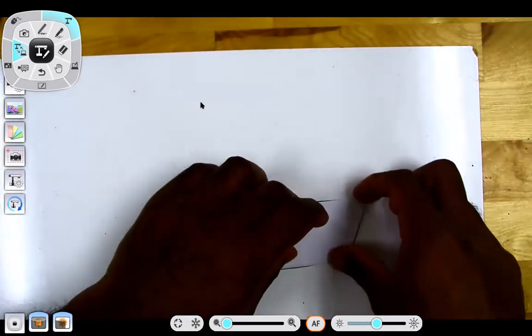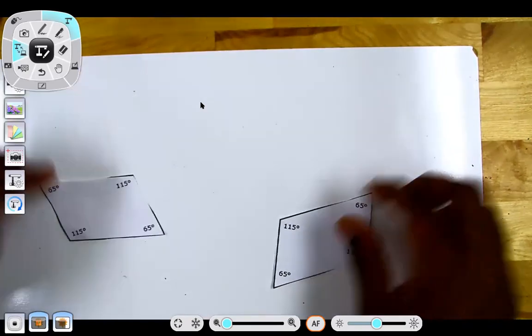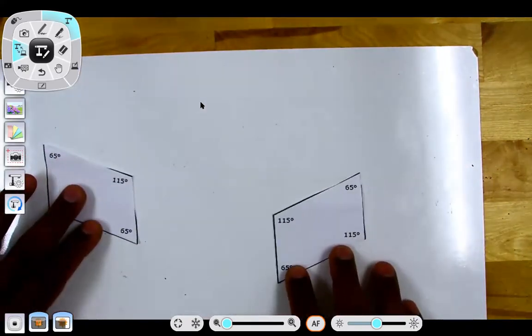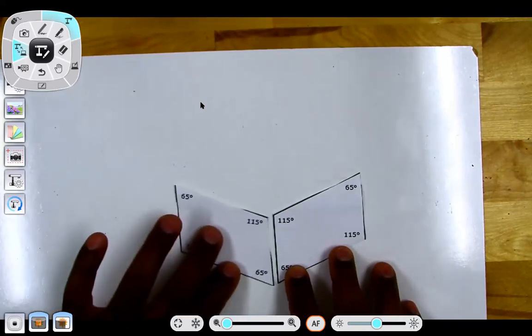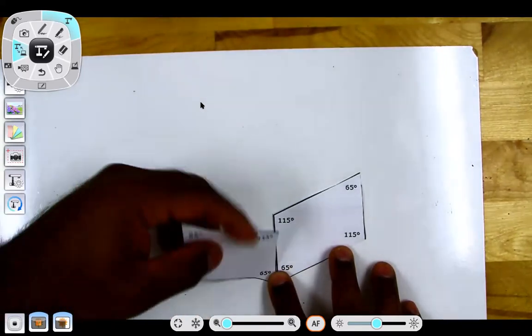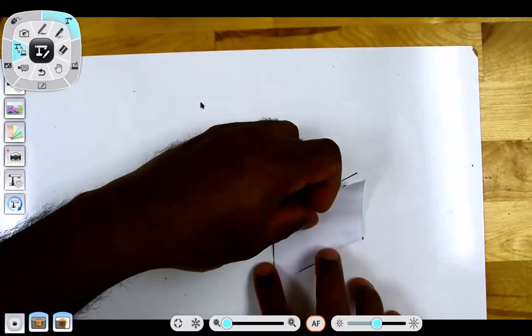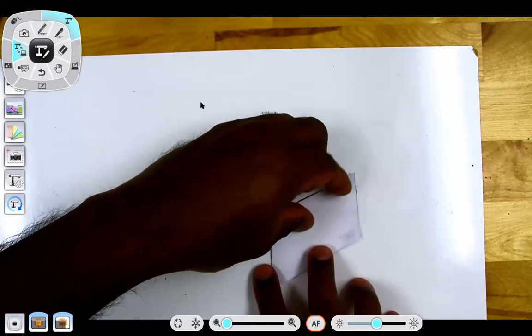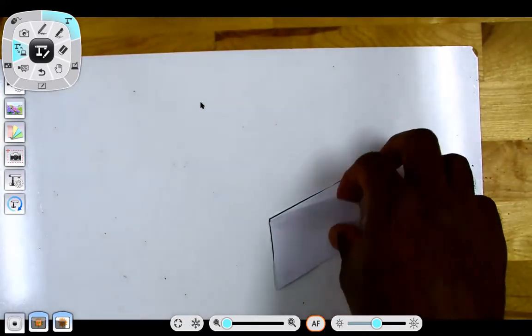I will do it again so you will know it. I had these two. The first thing I did was move down and align with one line over here, then I flipped it. And it fit exactly on top of it. So that means these two quadrilaterals are congruent. All right.